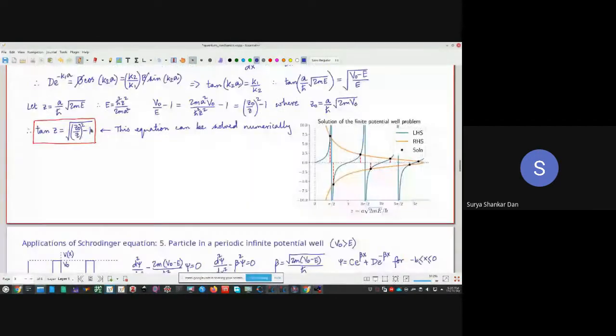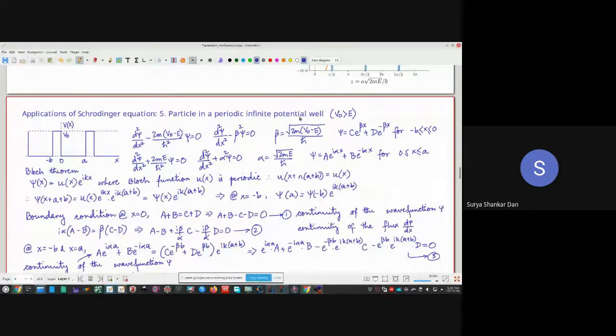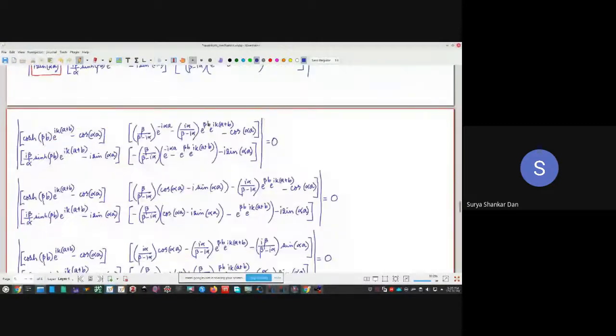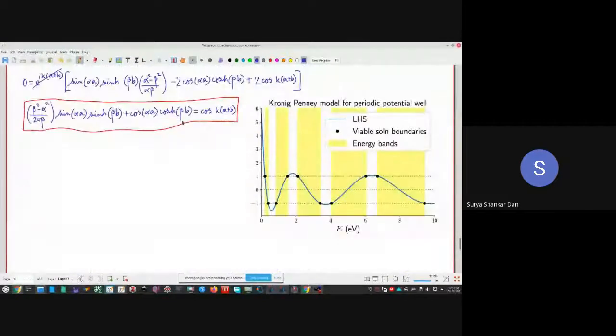And just after that is basically periodic infinite potential well, which is solid state. That's it. Our quantum mechanics part is over. So it will take maximum next week. By the end of next week, we will go into solid state itself.